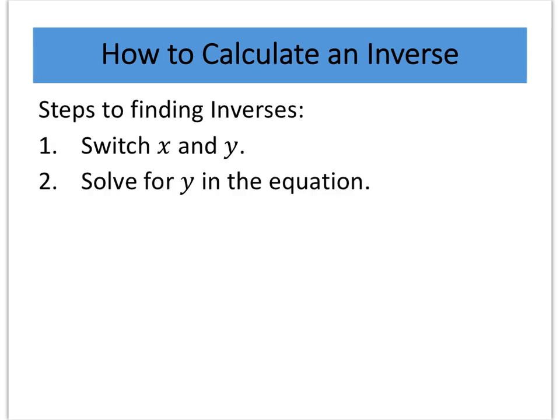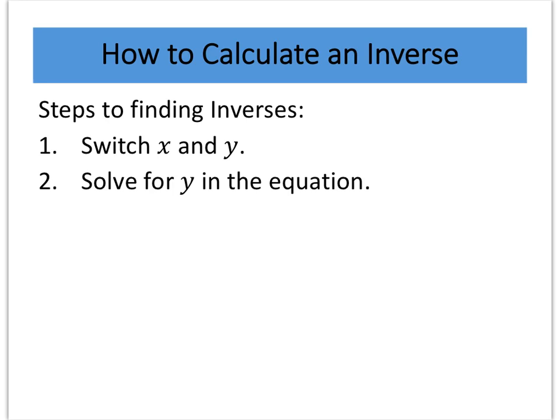So there's a couple of steps to finding the inverse. The first step is to switch the x and y value, and that's because an inverse reflects an item over the line x equals y. It also is really just doing the function backwards, so if we switch x and y in the equation, then every piece of it switches.